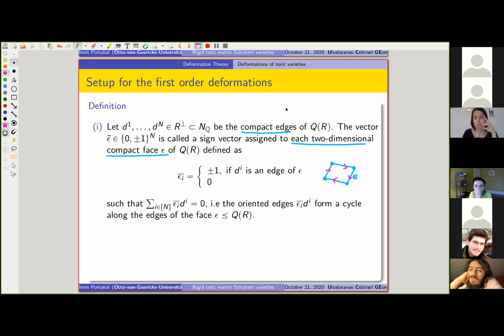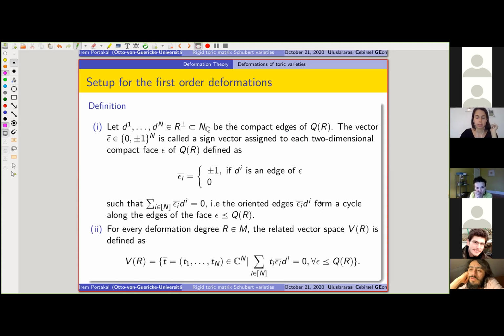This is the second motivation why I talk about this, because he is interested in the compact edges, which are the extremal rays of sigma, and the two-dimensional compact faces of the cone, which are roughly the three-dimensional faces of the cone. Yes, this is what he does. After that, he finds a vector space where we had these sign vectors along the edges. But now we want these t1, t2, t3, t4 to also give this equation: t1 times a vector plus t2 times a vector plus t3 plus t4 to be 0.